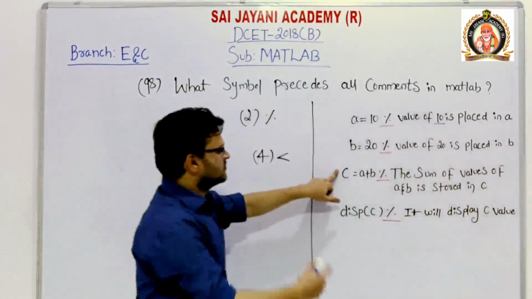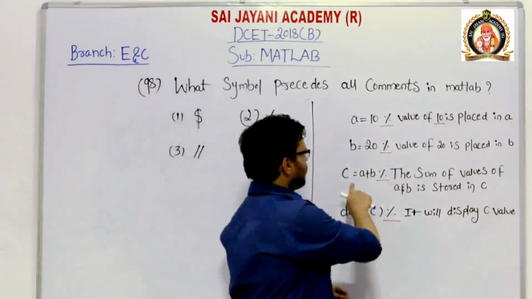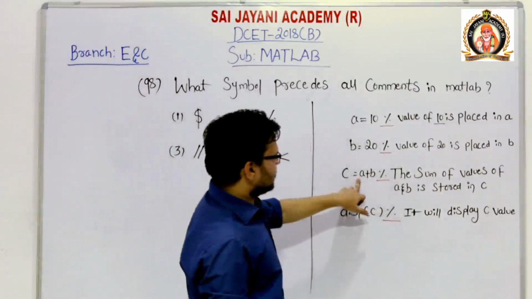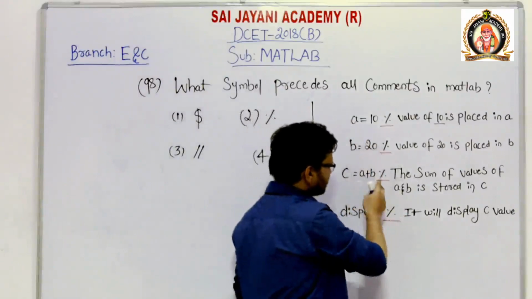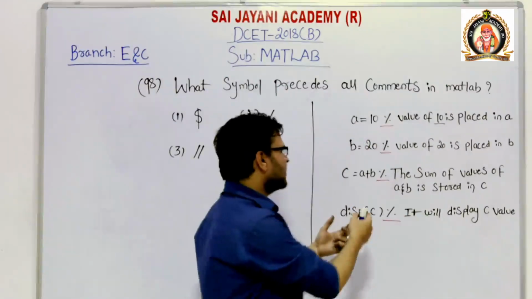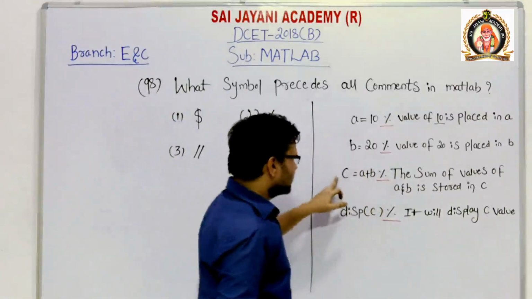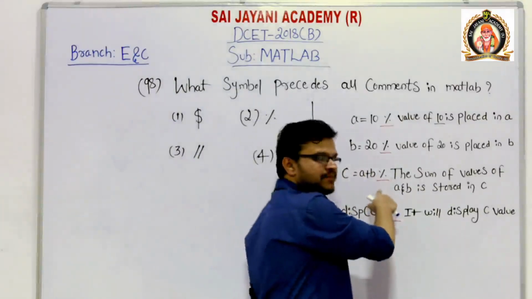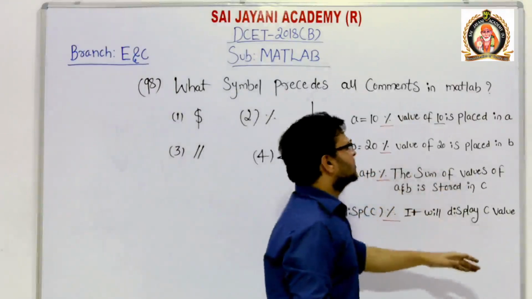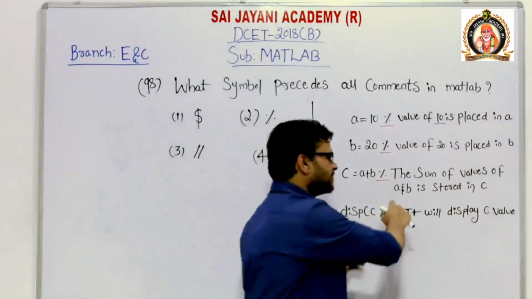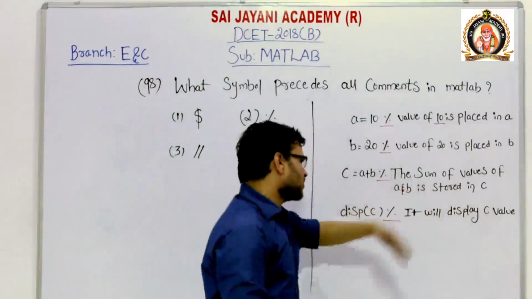Okay. Similarly for c, here the value of a is 10 and the value of b is 20. For a plus b, these two values are added and the result is placed in the variable c. Here also we are using the percentage symbol. Whatever you write after the percentage, MATLAB considers it as a comment. That means this is also a comment.